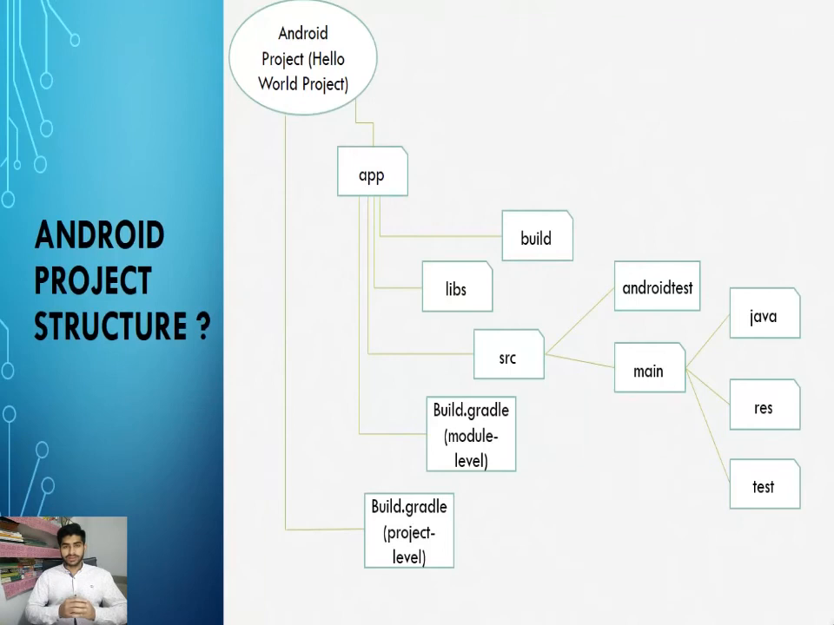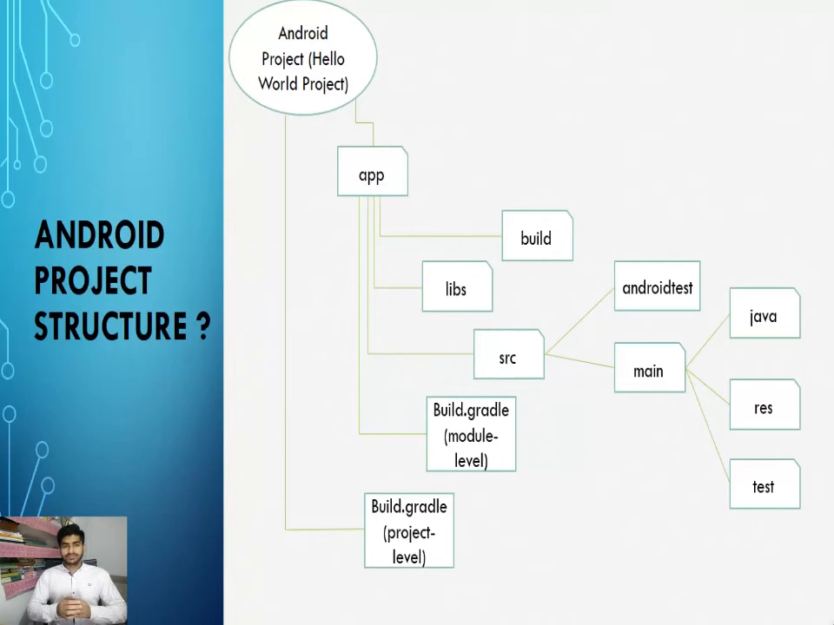First one is the build directory. Basically, the build directory contains the APK file of your project. Now you think, what is an APK file? Basically, APK stands for Android Package Kit and it's the executable file of your project. In upcoming videos, I will teach you how to create the APK file of your project. Next one is the libs directory. The libs directory basically contains the private libraries that you import into your project.